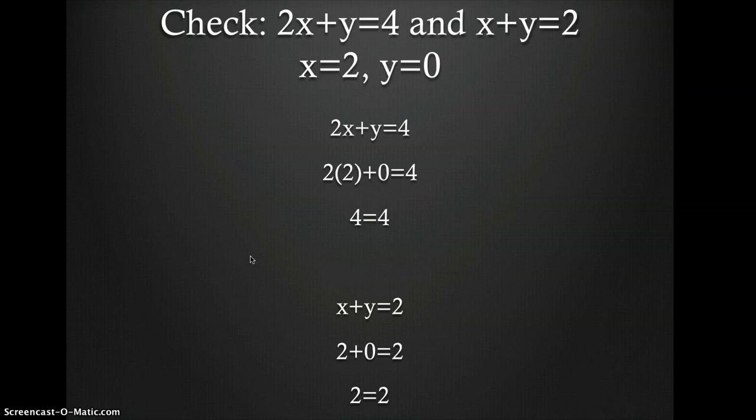Now let's check our answers. Let's put 2 and 0 into the first equation. 2 times 2 plus 0 equals 4, and 2 plus 0 equals 2. So it worked out. That means our answers are right, and we know that x equals 2 and y equals 0.